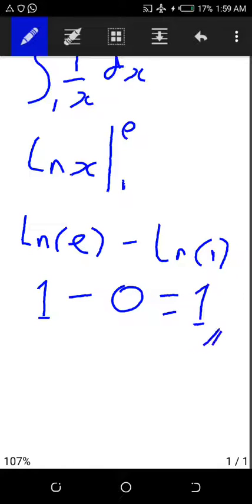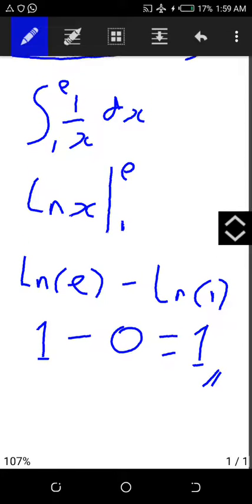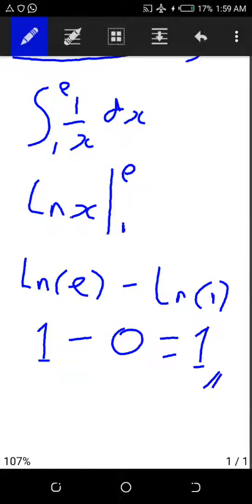And this is how you evaluate an integral like this. These are common integrals that you see every now and then. Okay, let's take one more.